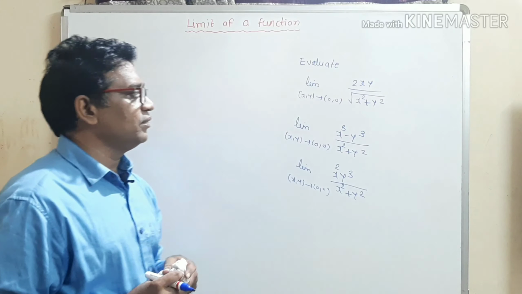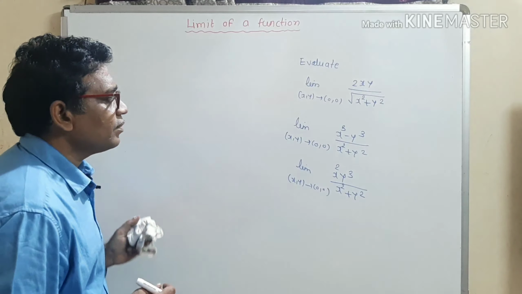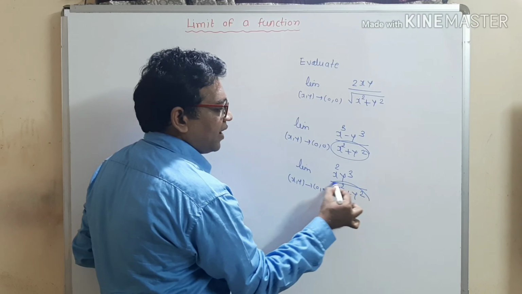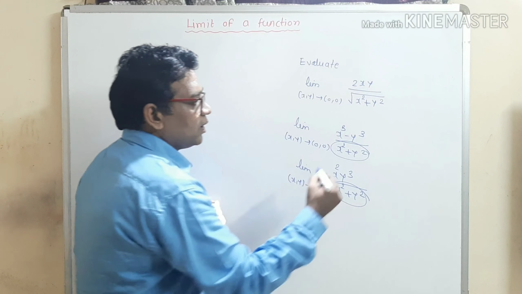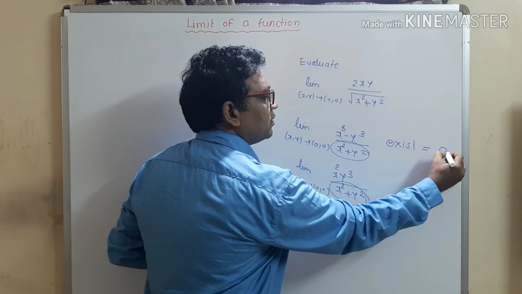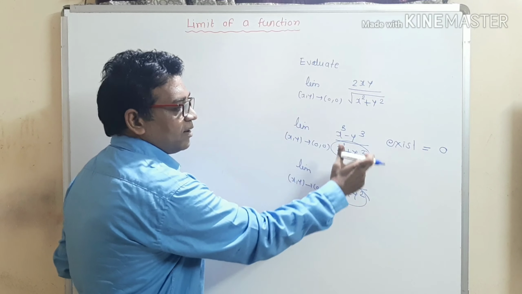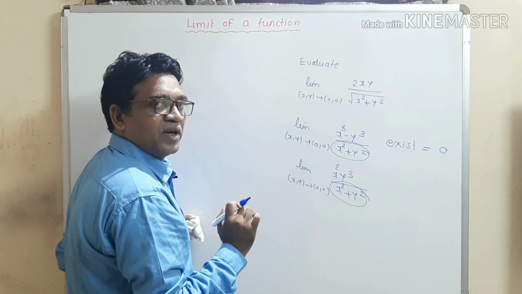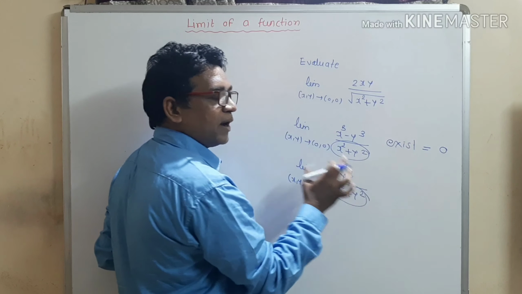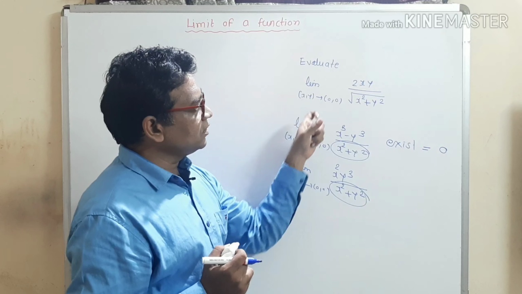Now what is the rough rule? I am not saying this is a concrete rule, but it is a rough rule. If the denominator contains the factor x² + y², then we can find its limit and it is given by the value 0. What is the rule? If the denominator contains the factor x² + y², then its limit will exist and it is given by the value 0.